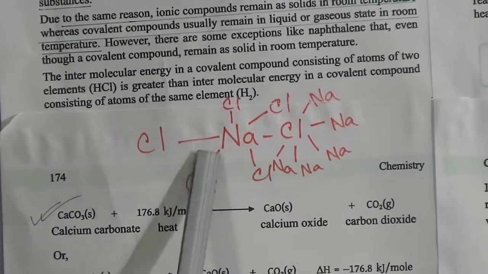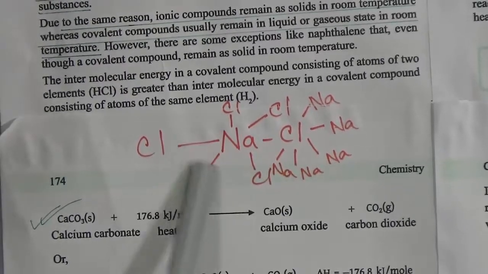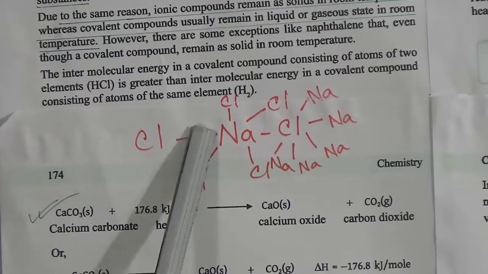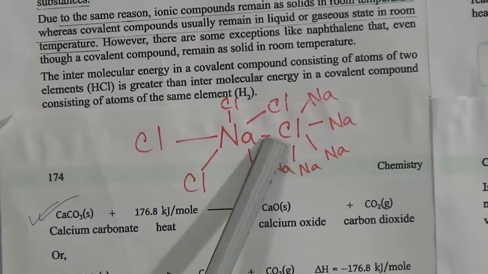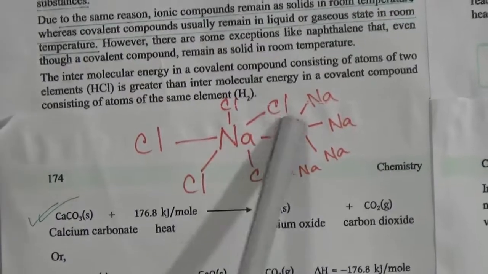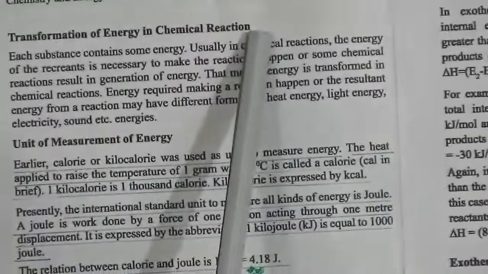Another thing is, at room temperature, because of this intermolecular energy and the bond energy, ionic compounds remain solid, and covalent compounds remain in liquid or gaseous states. Now come to the transformation of energy in chemical reactions.